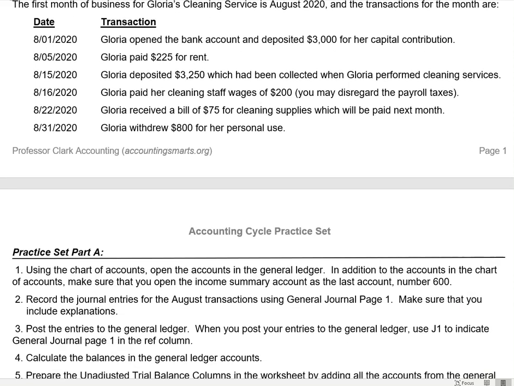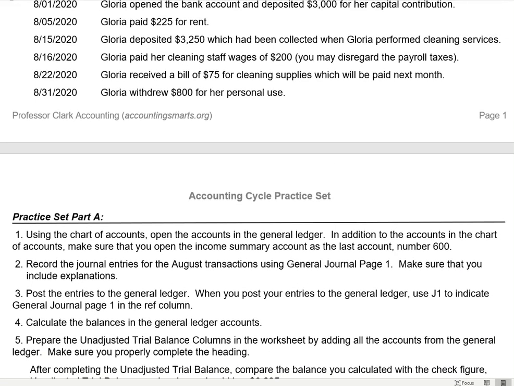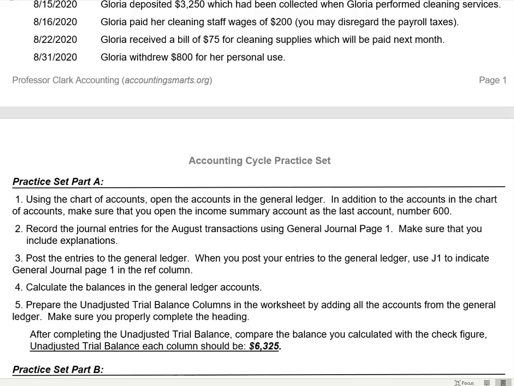All right, so let's go to practice set part A. That's what we will focus on. And in the next video, we'll go over practice set part B. So this first step says, using the chart of accounts, open the accounts in the general ledger. In addition to the accounts in the chart of accounts, make sure that you open the income summary as the last account, number 600. Record the journal entries for August using General Journal, page 1, and that's the tab in the Excel workbook. Make sure that you include explanations.